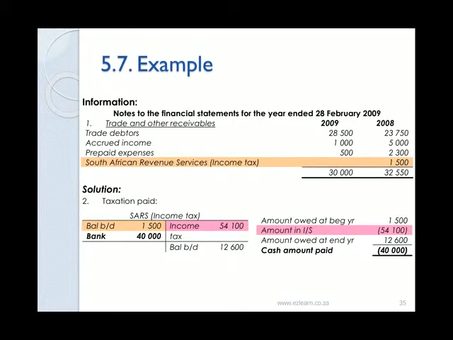We then can see in trade and other receivables that SARS had, in this case, an amount owing by SARS to the business of 1,500 Rand. Notice that this is a debit balance brought down for SARS. This is where I really like to use the T account instead of the logical calculation. In the logical calculation, you would have to remember to remove the brackets.